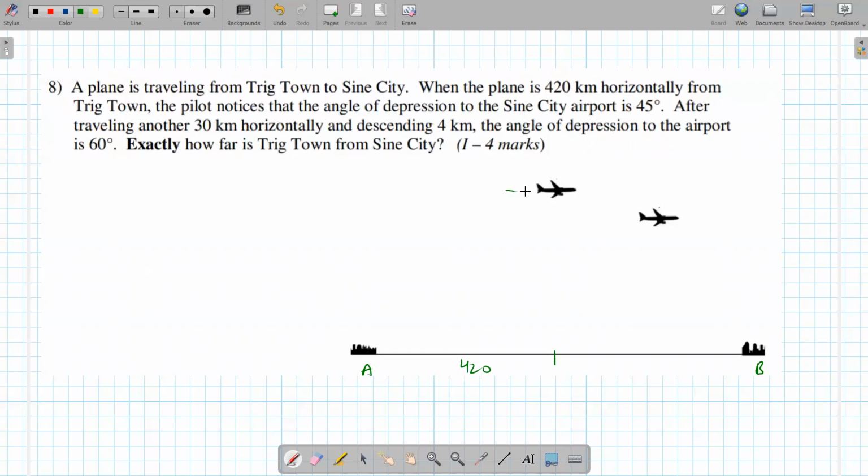So again, how does an angle of depression work? Angle of depression and angle of elevation, both from grade 11, it's always from the horizontal. You see, this is the angle of elevation. This would be the angle of depression from the horizontal. So that means this angle is 45.